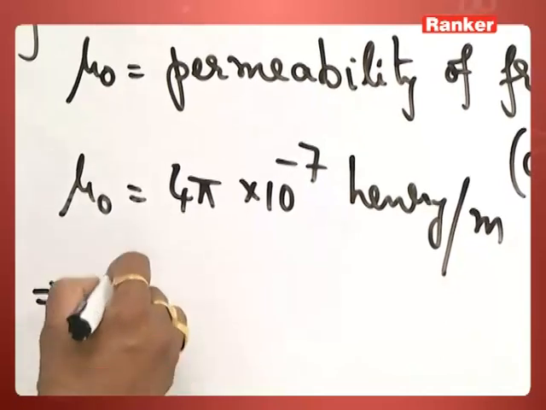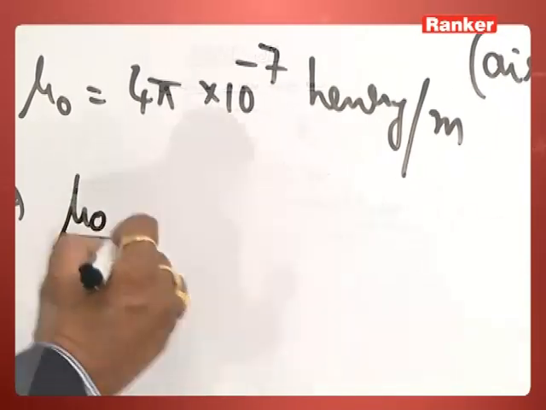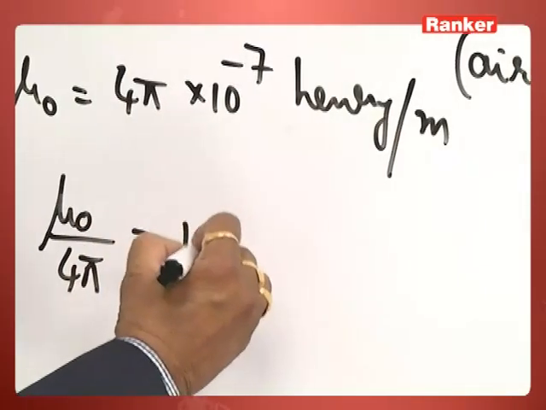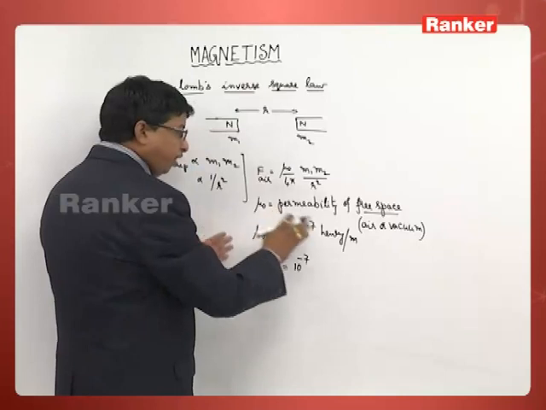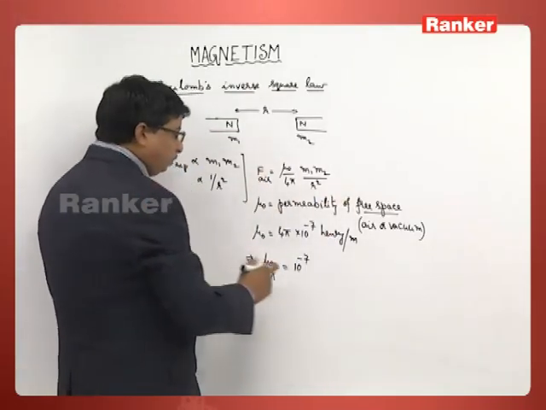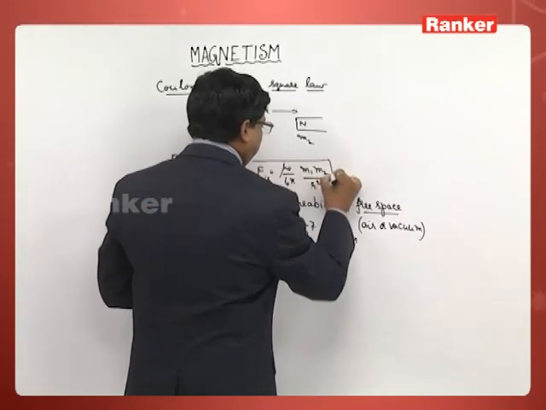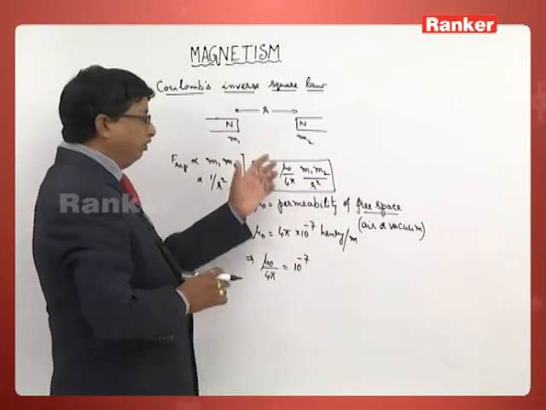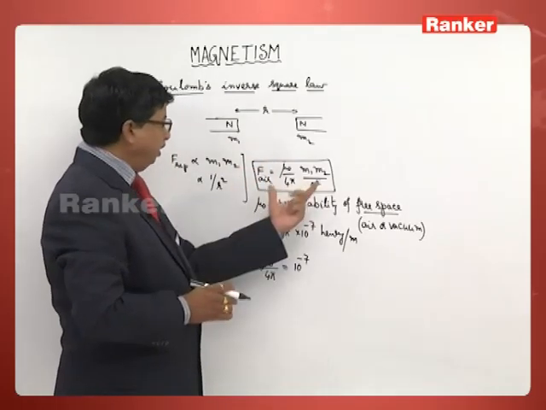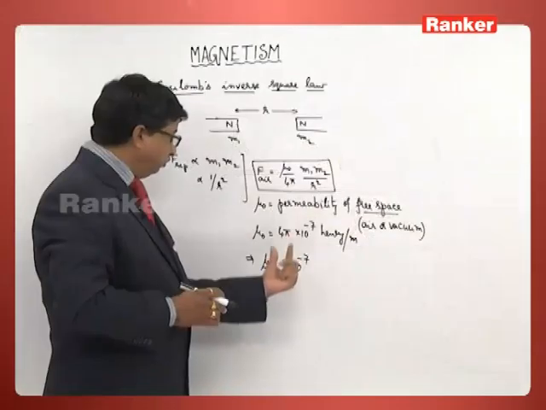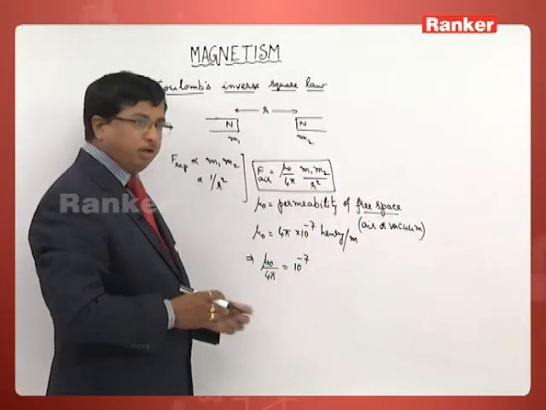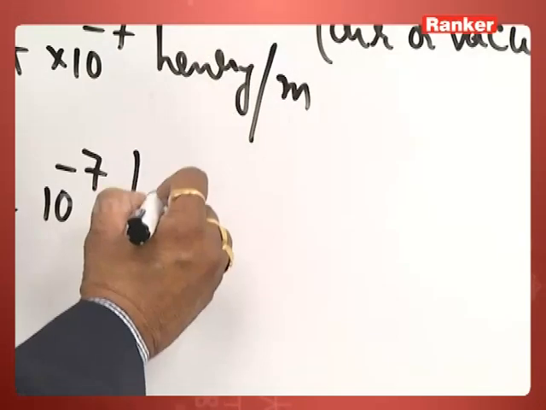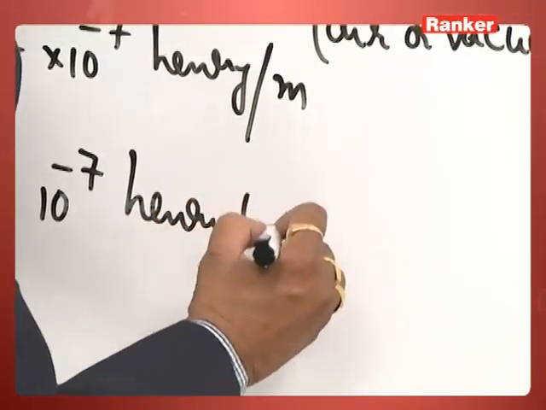This now implies that mu naught by 4 pi, the constant of proportionality here, simply becomes 10 to the power minus 7 for free space. Therefore, whenever we calculate the force of attraction or repulsion between two magnetic poles separated in free space, we can directly use this formula and take mu naught by 4 pi as 10 power minus 7. The corresponding unit again can be taken as Henry per meter.